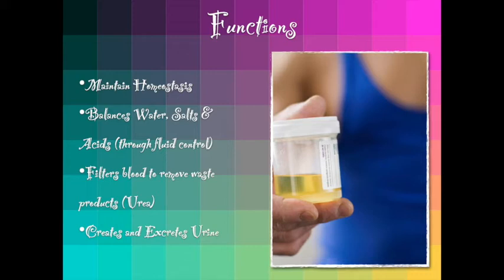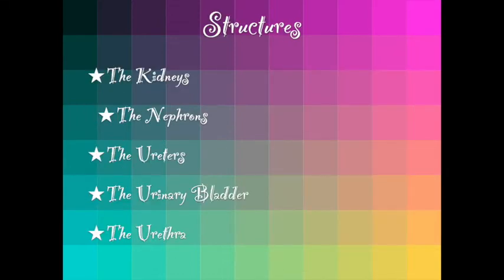Urea is a major waste product of protein metabolism. It also converts these waste products and excess fluids into urine in the kidneys and excretes them from the body via the urinary bladder. The urinary system consists of 2 kidneys, 2 ureters, 1 bladder, and a urethra.